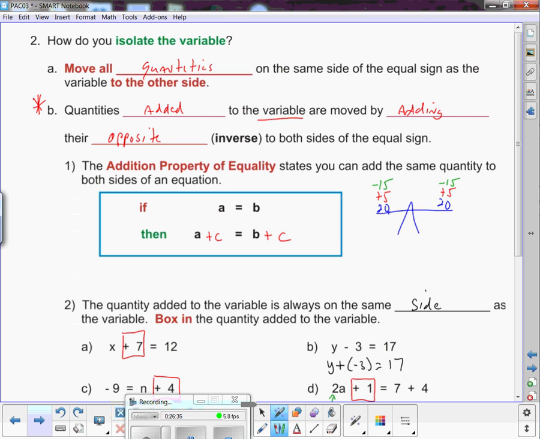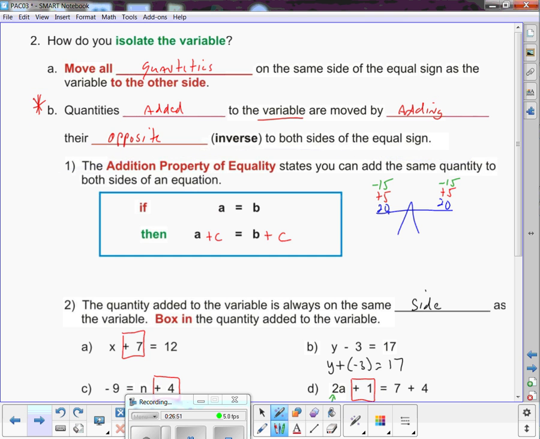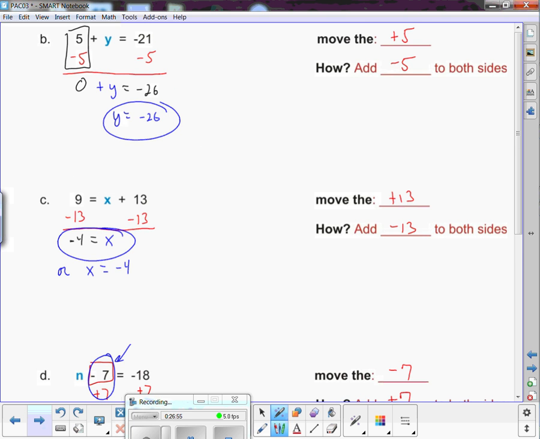All right, then we talked about quantities added to the variable. You need to memorize this line. You'll see this on quizzes and tests because it's the key thought. It's the thought you have and how to do the work. So you'll have that statement many, many times. Memorize that. And then we went through and solved by adding whatever we're moving, we're going to add its opposite to both sides.